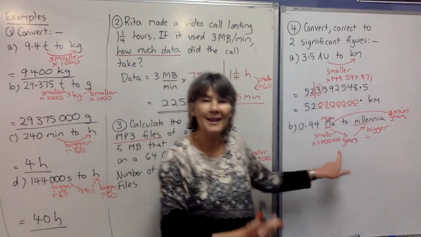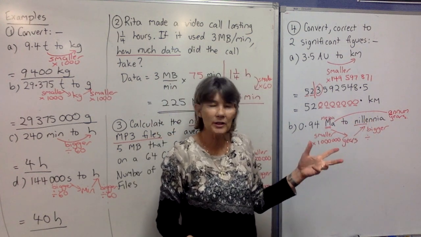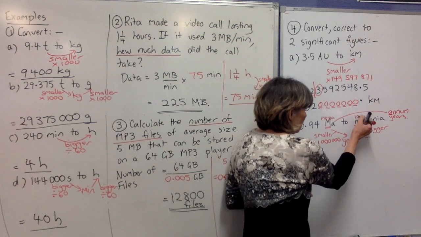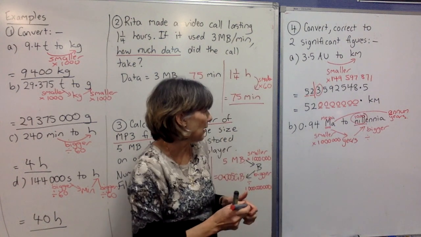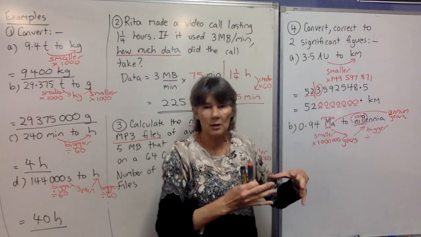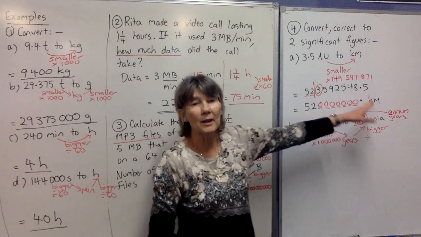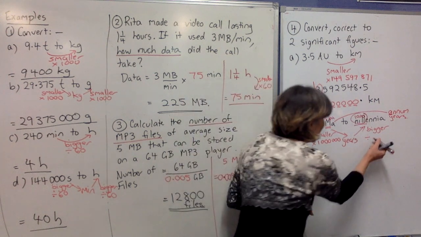And then we're going to go from years to millennia. Now millennia, mil means 1,000. Remember? So it's 1,000 years we're going to. All right? So we're going from years to 1,000-year blocks. Okay, so we're going to a bigger unit because a millennia is 1,000 years. So we're going to divide by 1,000.